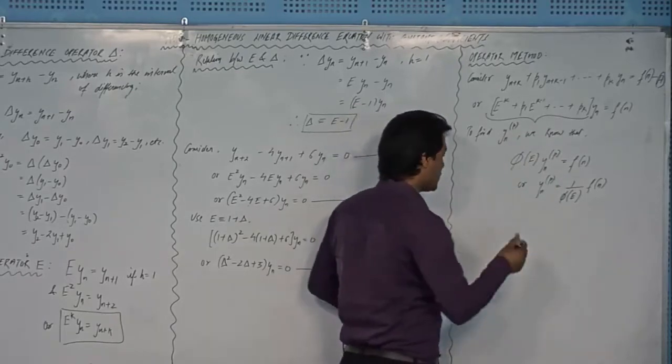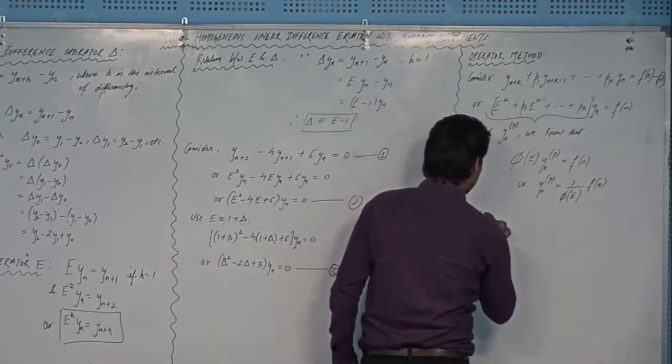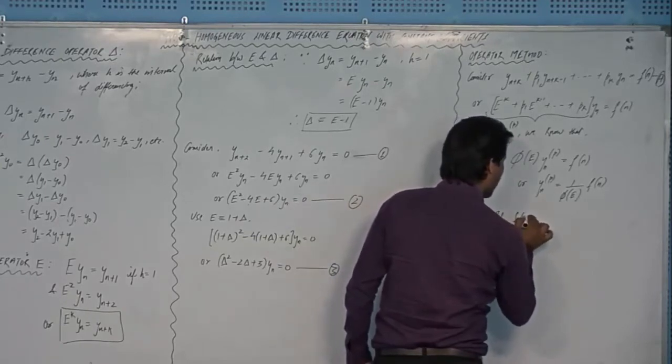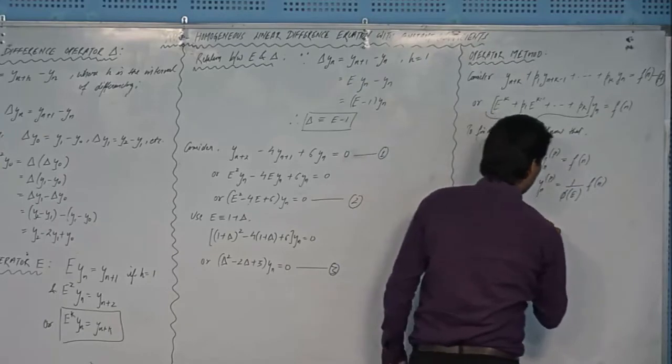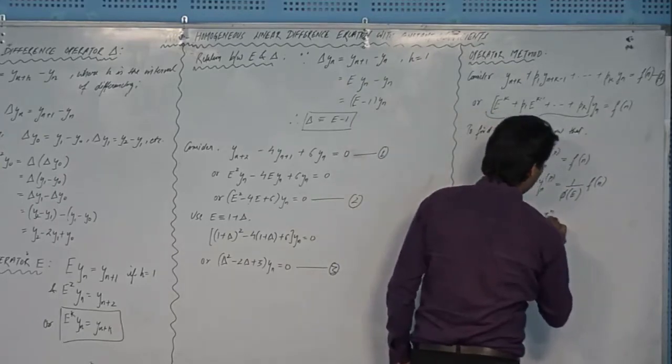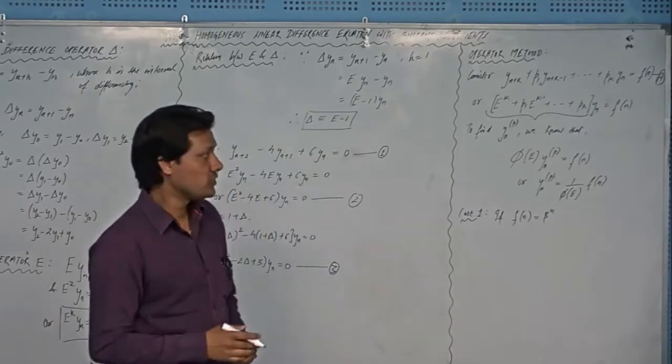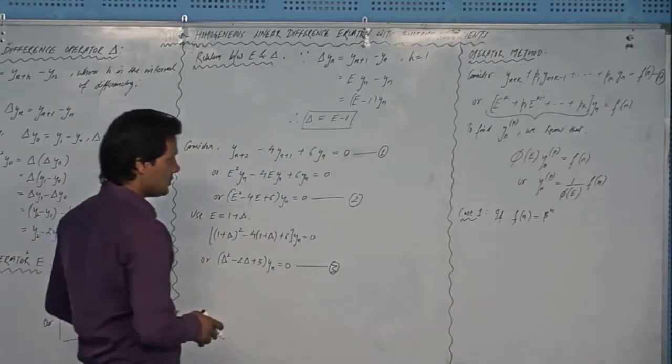You will get the solution, right? So I will start with case 1. If f(n), the right hand side of your function, is of the special type beta to the power n, right? If you have such a function beta to the power n on the right hand side of your difference equation, then this formula will be used.